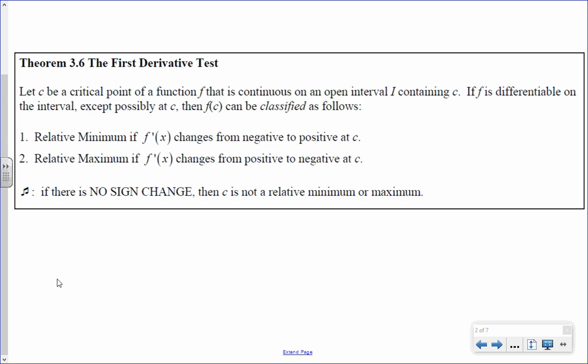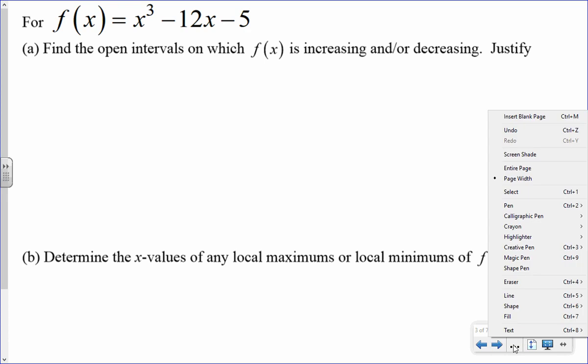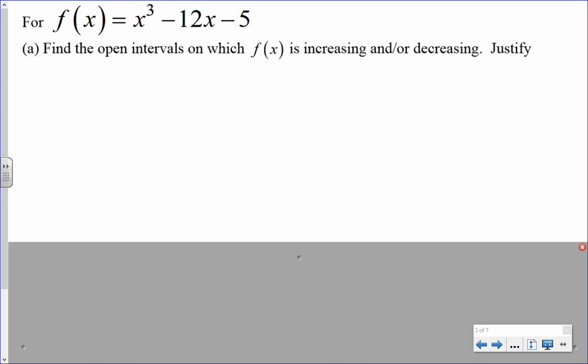So, let's go through a simple polynomial problem. Okay. What I have for us first is I want us to find the intervals in which this function is increasing and decreasing. So write it down.